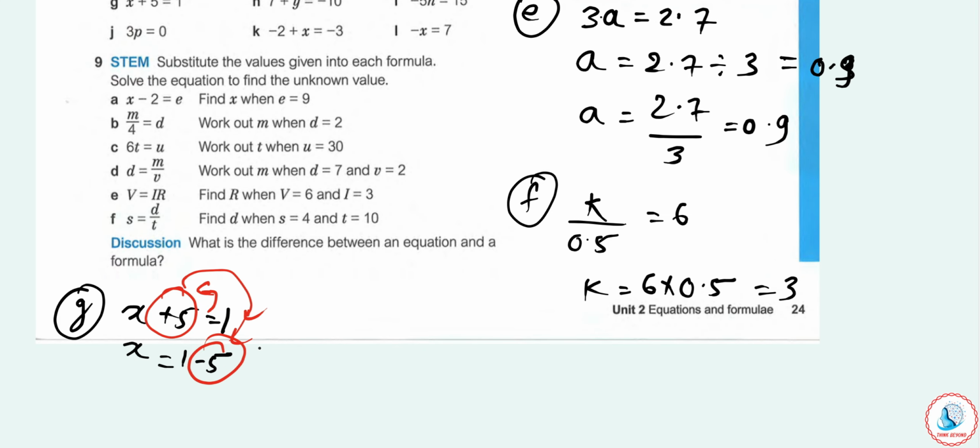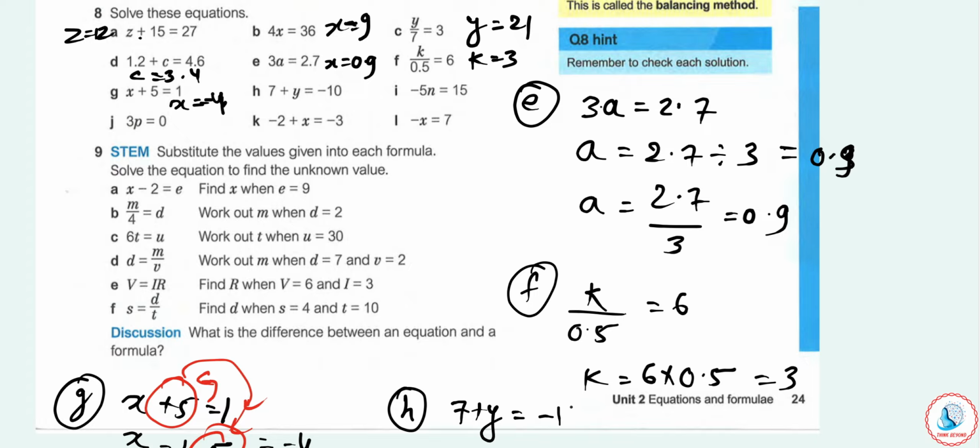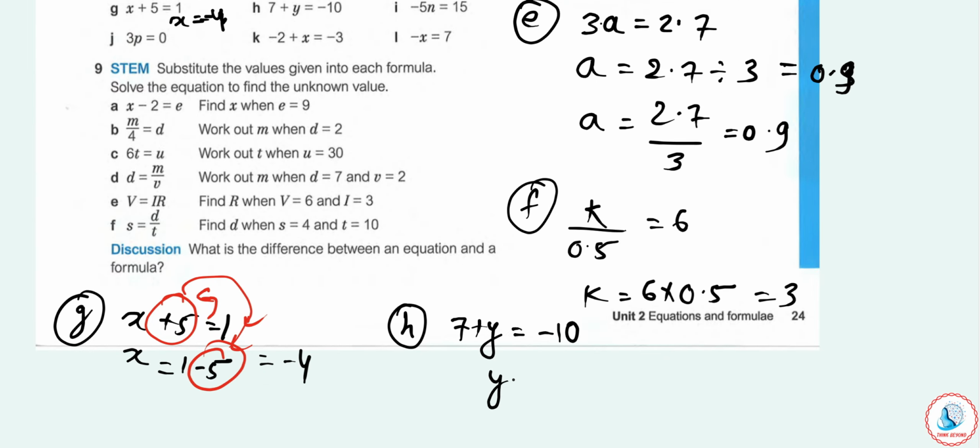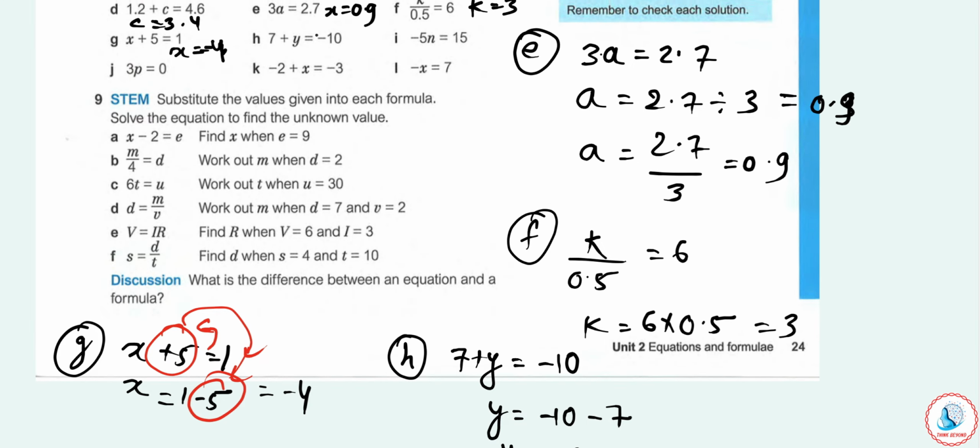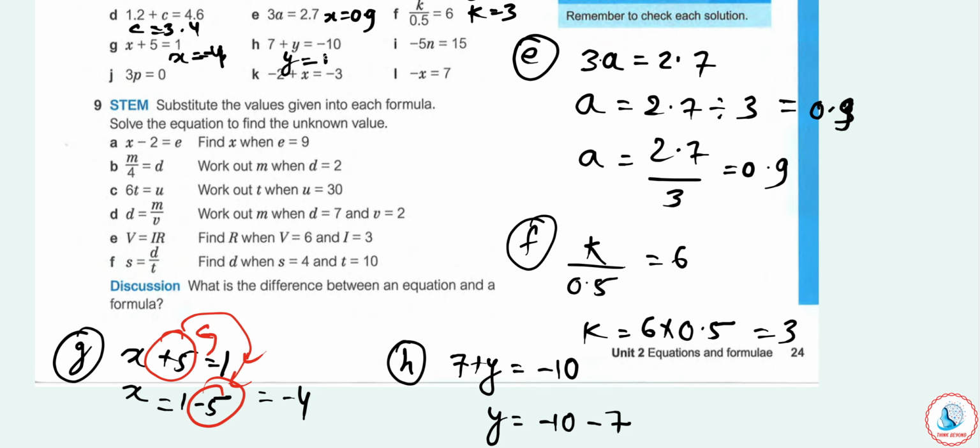Now question number H. Question number H is 7 plus y is equals to minus 10. So y is equals to minus 10 minus 7, which is equals to minus 17. The value of y is minus 17.